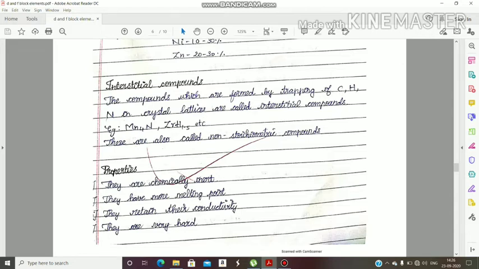Next, properties of interstitial compounds. They are chemically inert. Inert means they do not react with any other substance. Next, they have a high melting point because these elements are trapped; automatically the melting point will be higher. Next, they retain their conductivity. Retain means that before trapping elements they have conductivity, and after trapping elements also they have conductivity. Next, they are very hard. So these are the properties of interstitial compounds. This is about interstitial compounds.